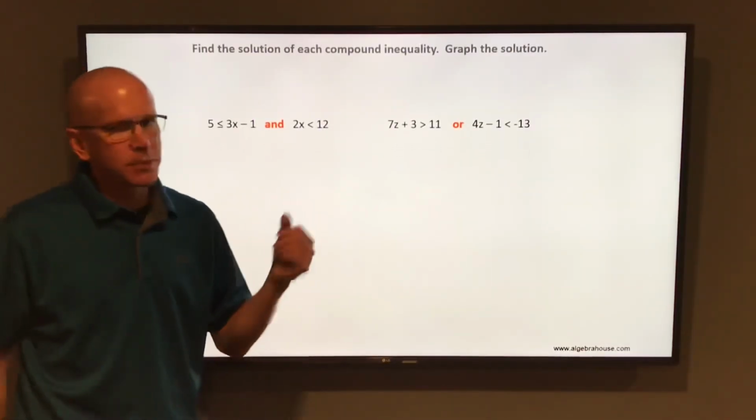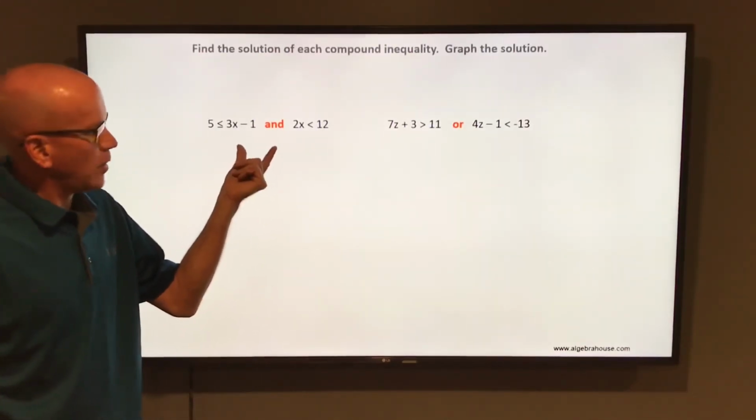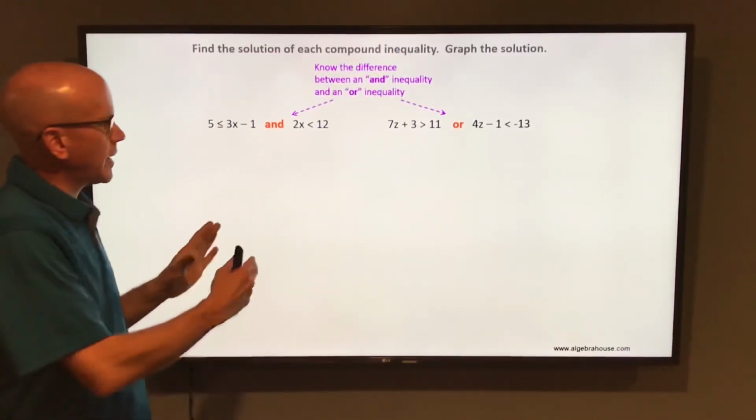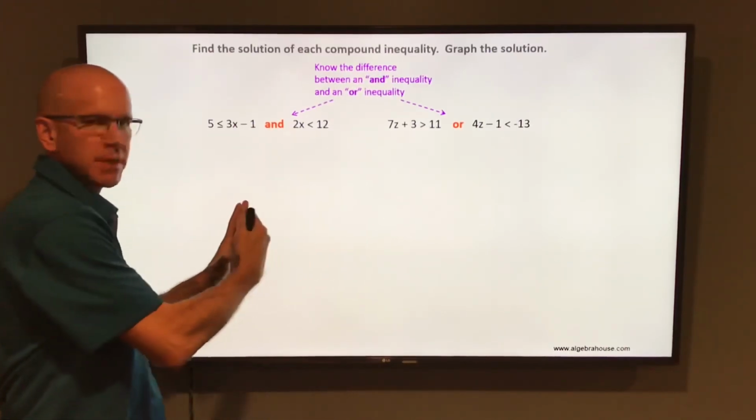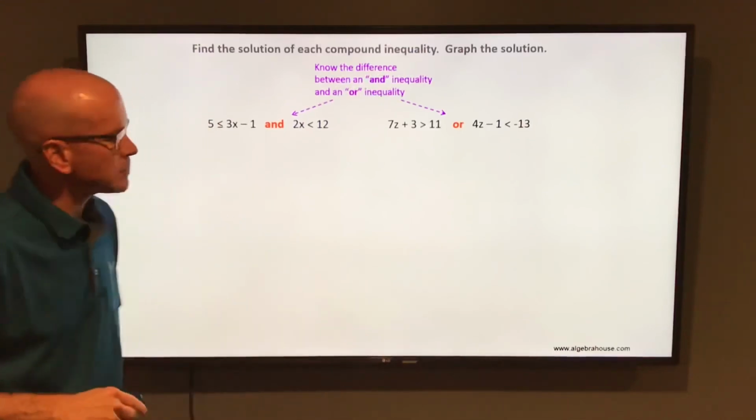We're going to find the solution set to each of these inequalities and then also graph those. We have an and inequality on the left and an or inequality on the right. Now know the difference graphically of what these will look like. For an and inequality, you'll have a graph that comes together. For an or inequality, you'll have a graph that splits apart.